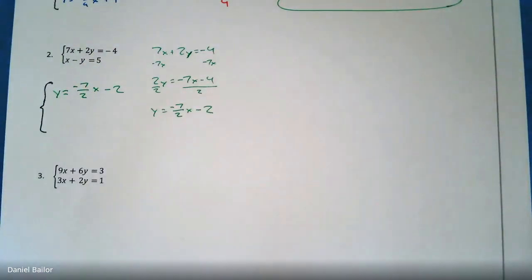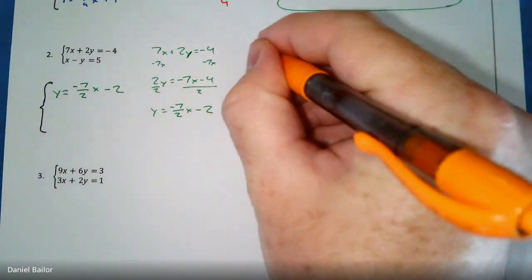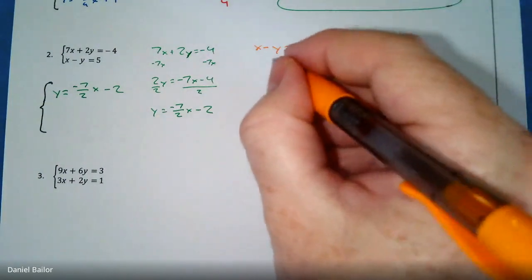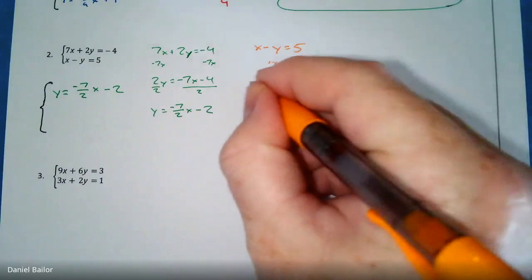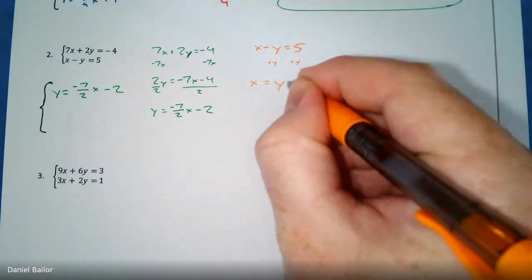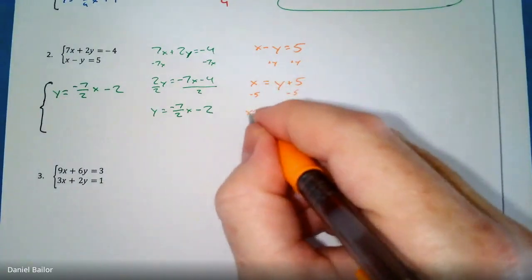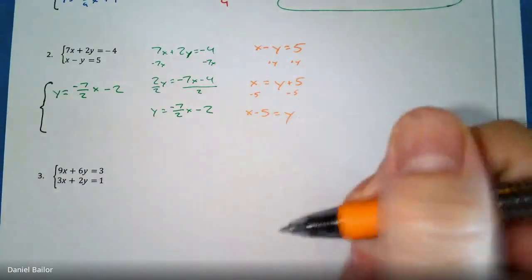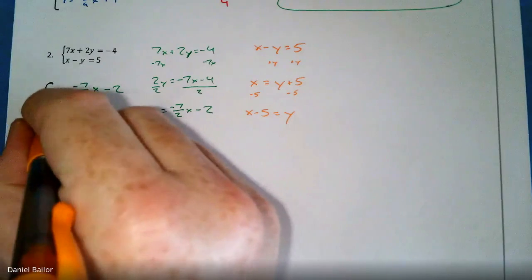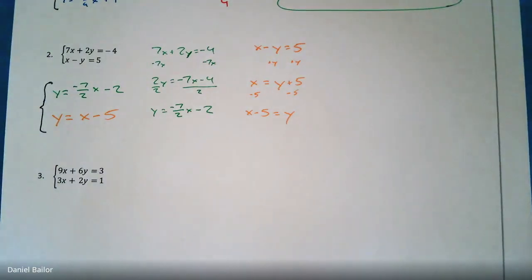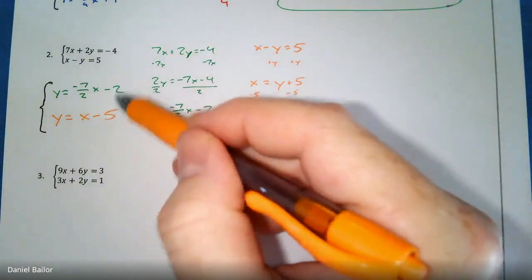Let's change the second one into slope-intercept form also. x minus y equals 5. So I'm going to add y to both sides to get positive y. So I get x equals y plus 5. Then I'm going to do minus 5. So I get x minus 5 equals y. And that's in slope-intercept form. I get y equals x minus 5. So now I have equations in slope-intercept form.